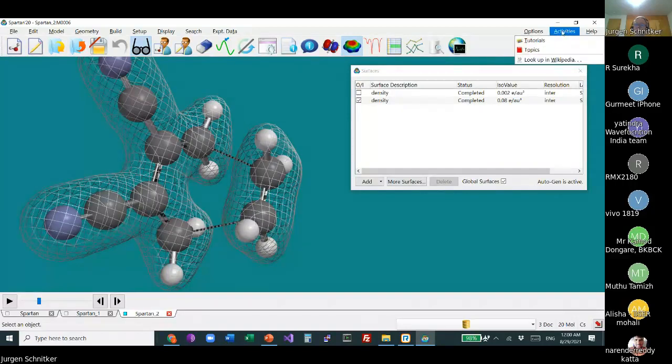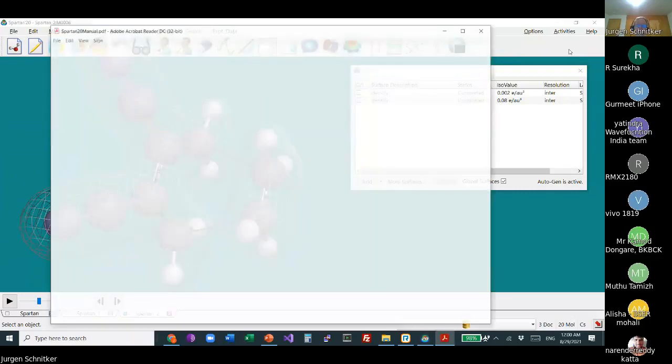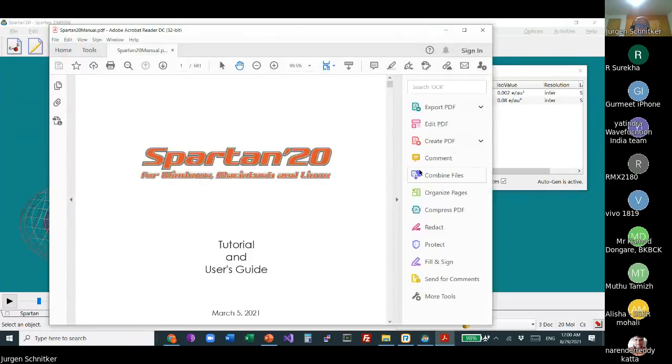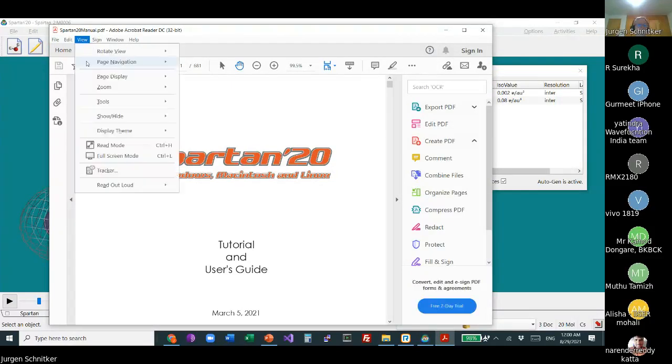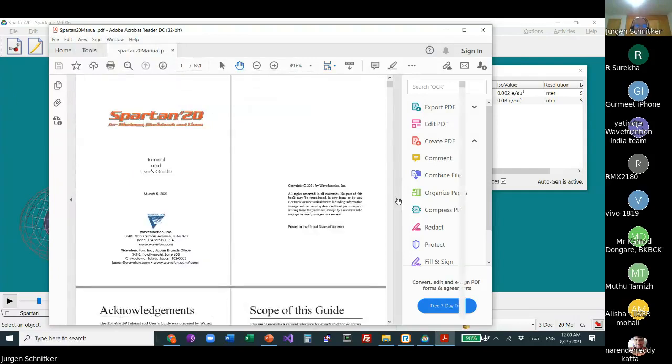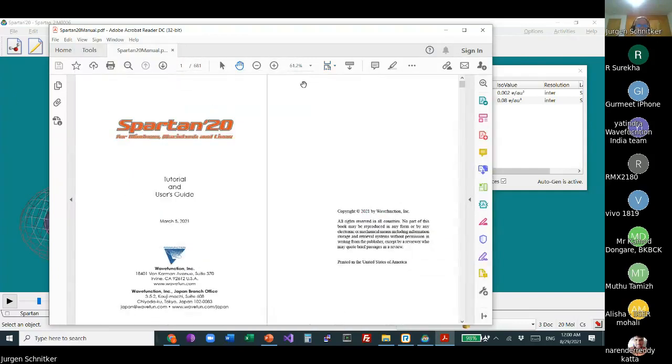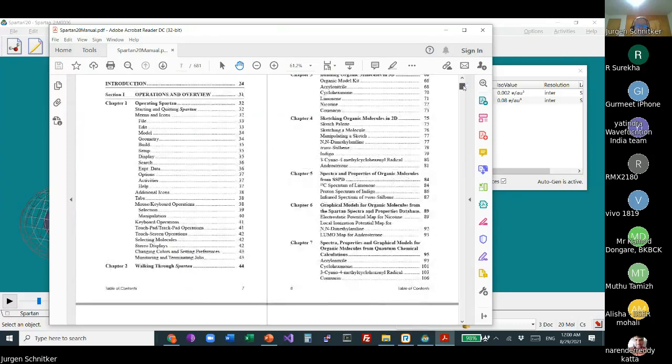If I go to the Spartan 20 manual first, and there are two sections in the manual, and since I'm sharing my screen, you should see it all. So page display, two-page scrolling. It's a 681-page document, but you do not have to read the 681 pages. Don't worry.